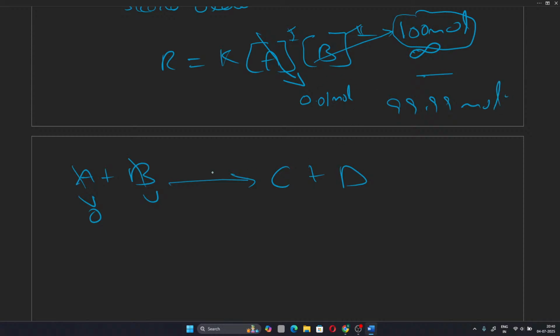In such a case, from initial time to final time t, there is almost no change in the concentration of B. So why would we not consider the concentration of the reactant we take in excess? This we do not consider, and we only consider the limiting reactant, which is getting used up, and this is what mainly the reaction depends on.